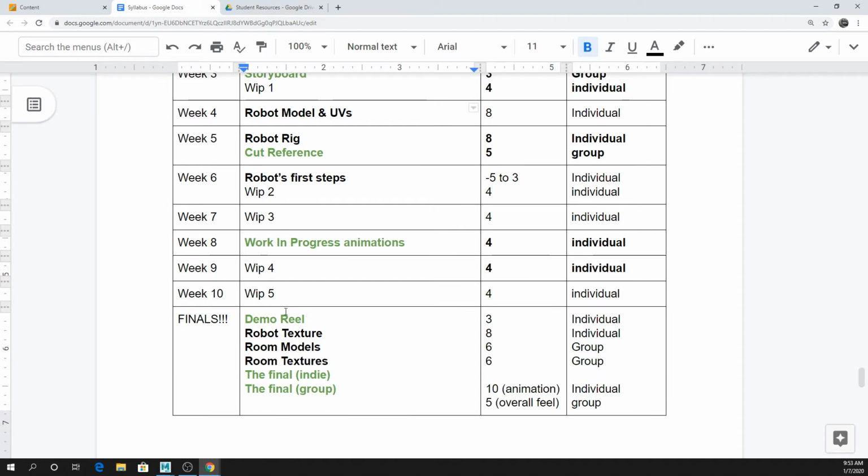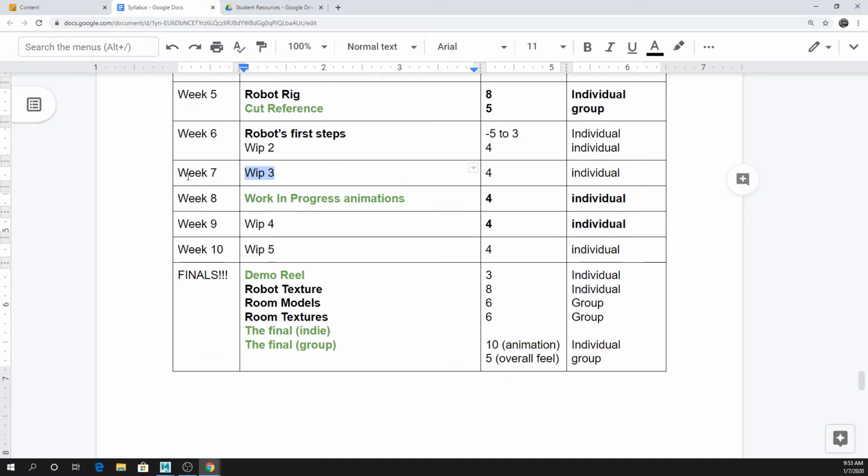But towards the end of the quarter, it gets a little bit loosey-goosey, and there's a lot of work in progress assignments. This is where, again, you know, robot texturing, you could work on your room models, whatever makes sense for you and your group. Work on that, bring it in, and we can take a look at that. So that's how those will be structured.